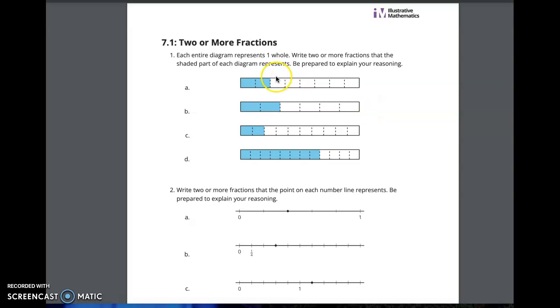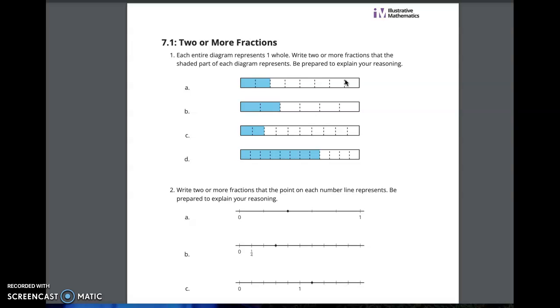All right, so 2 or more fractions. So each diagram represents 1 whole. So this whole strip right here represents 1 whole. It says write 2 or more fractions that the shaded part of the diagram represents. Be prepared to explain your reasoning. So there's a lot of math words in here.